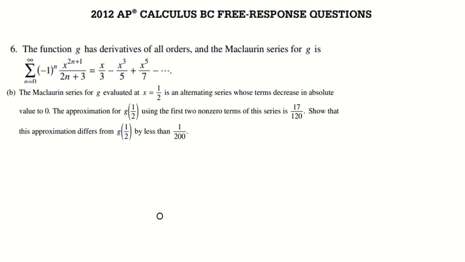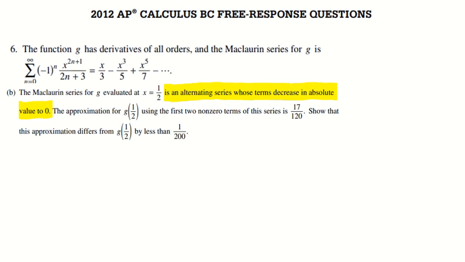Now part B is talking about the Maclaurin series for G when evaluated at x equals 1/2 is an alternating series whose terms decrease in absolute value to 0. That's a lot. But I'm just going to point out that pretty much anytime you read this, you're about to run the alternating series error bound, right? They're telling you that the series converges. That's the alternating series test that I just highlighted in yellow. And so we're going to be using the alternating series error bound.